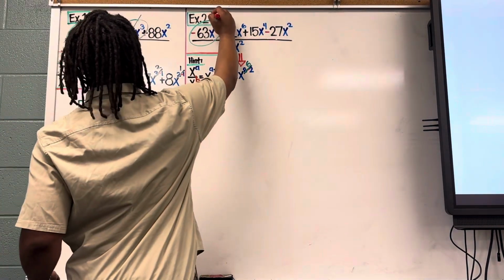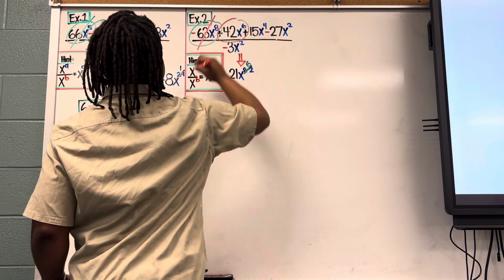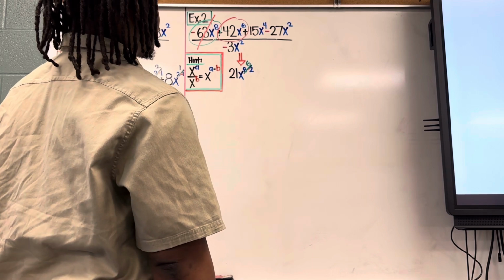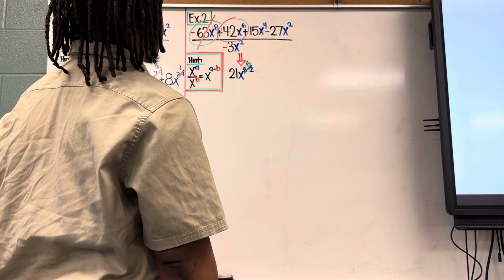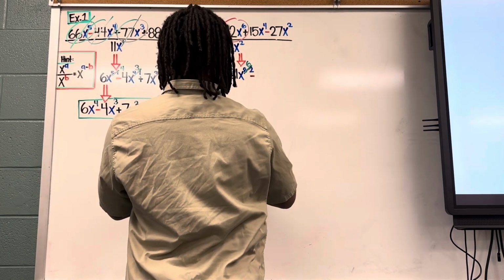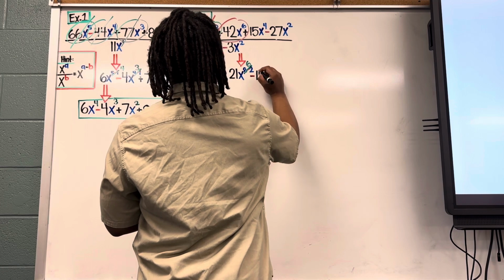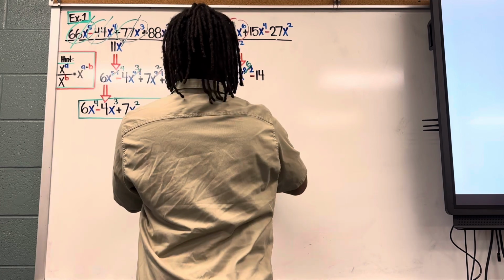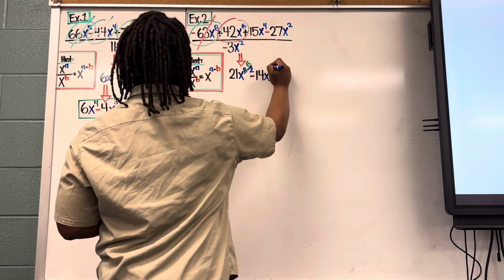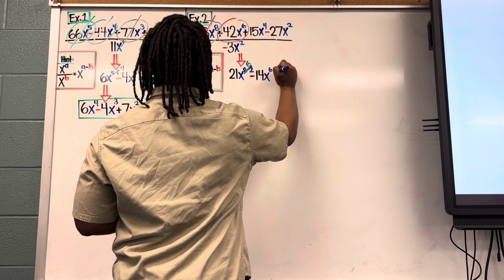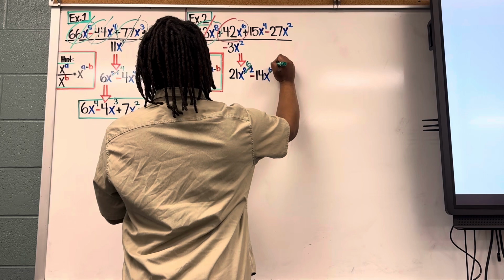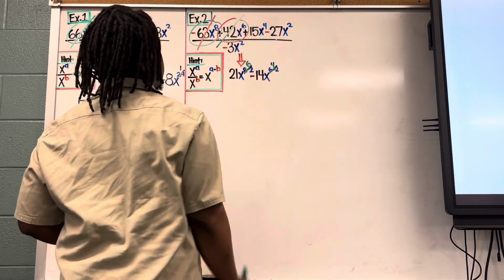Cool, I'm going to the next one, which is a positive 42x to the 6th power, right? So 42 divided by negative 3 is a negative 14, so it's gonna be minus 14x. And then now I'm looking at the powers. This is to the 6th power, this is to the 2nd power, so it's gonna be 6 minus 2, which is to the 4th power. All right, so I'm done with that one.